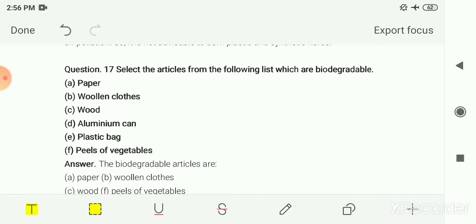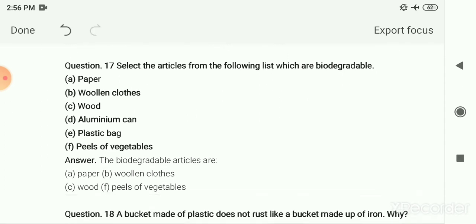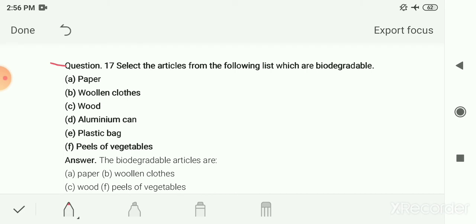Next is, select the articles from the following list which are biodegradable. That means you have to select the items which are biodegradable, or we can say that are easily decomposed. The items given to you are paper, woolen clothes, wood, aluminium can, plastic bag, and peels of vegetables. The first one, paper, is biodegradable.